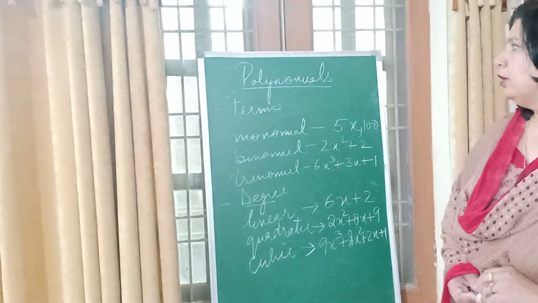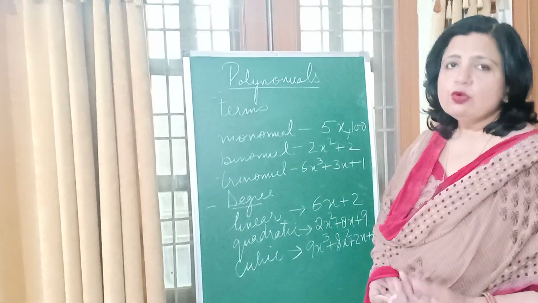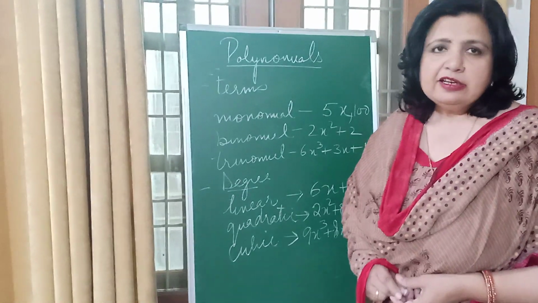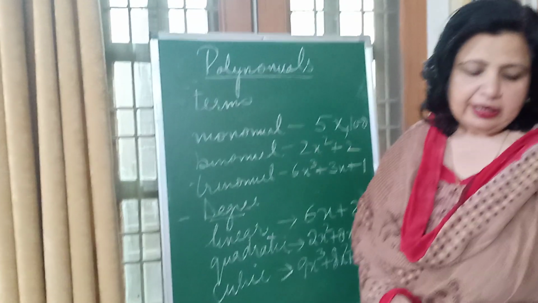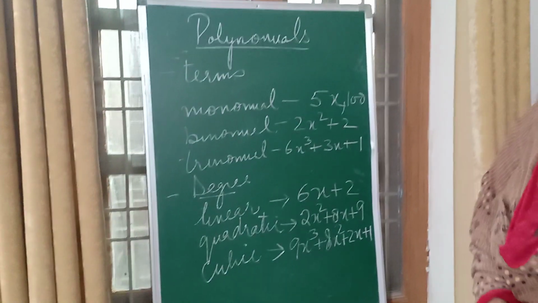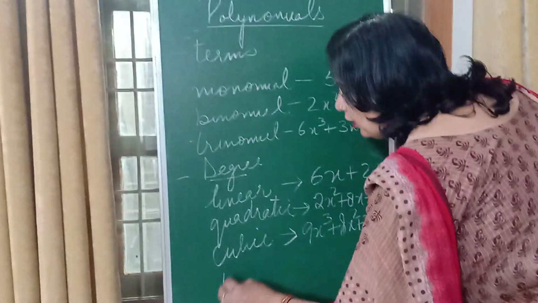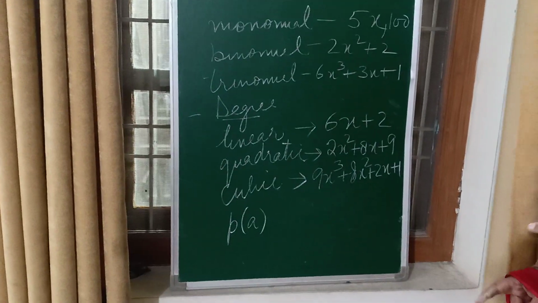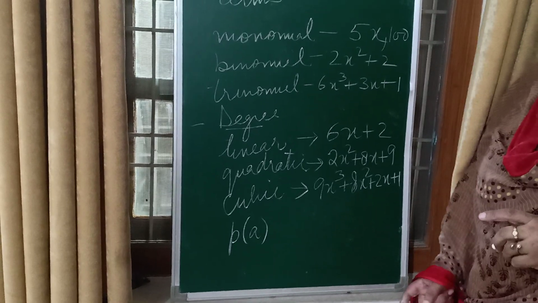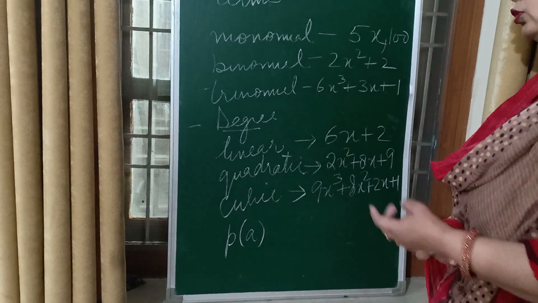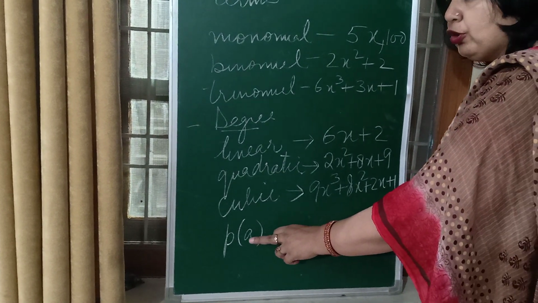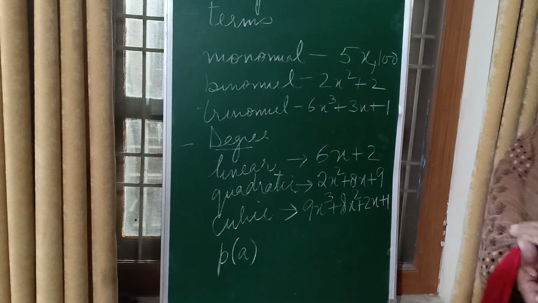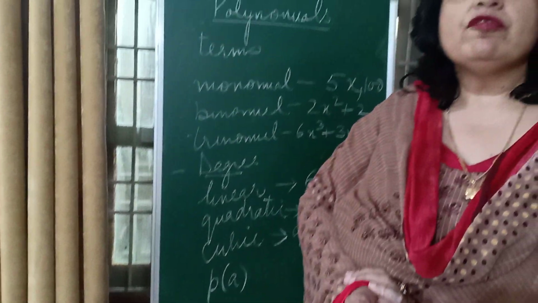Now, we have zeros of a polynomial, which you have already studied in class 9, that a real number a is a zero of the polynomial p(x) if p(a) equals 0. If we have a polynomial p(x) and a is a zero, the value of the polynomial, if you put a in place of x, will become 0. So a is said to be the zero of the polynomial.